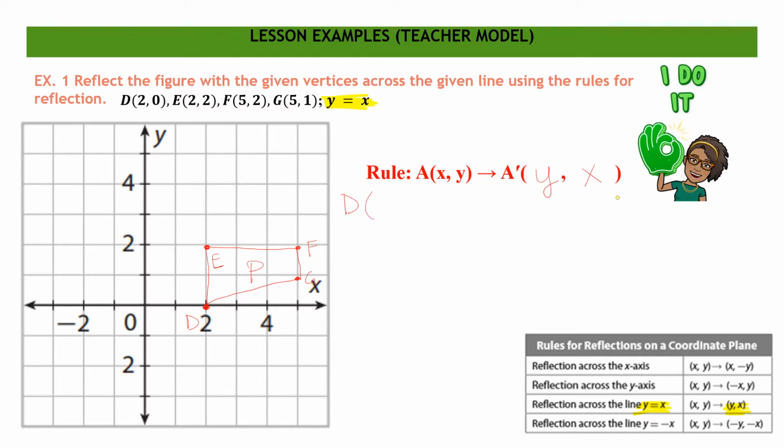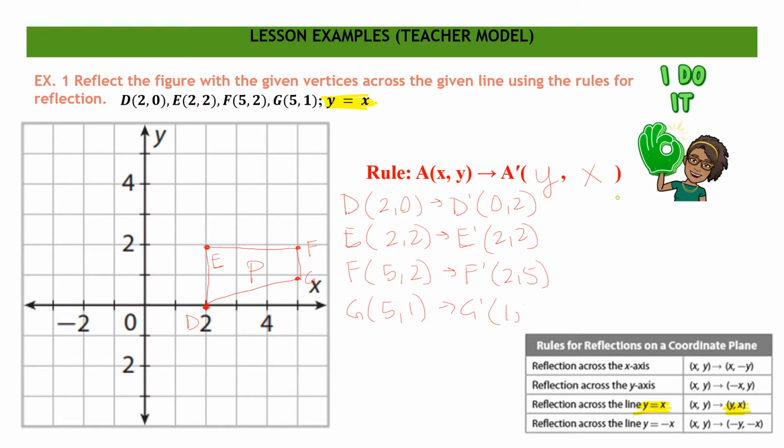So if I take D, D is 2, 0. So that means D prime, when I flip it, should be 0, 2. If I have E, E is 2, 2. Well, that has the same x and y ordered pair, so it's going to be the same 2, 2. F is 5, 2. So when I flip F for F prime, that's going to be 2, 5. And then lastly G is 5, 1. So G prime is going to be 1, 5.